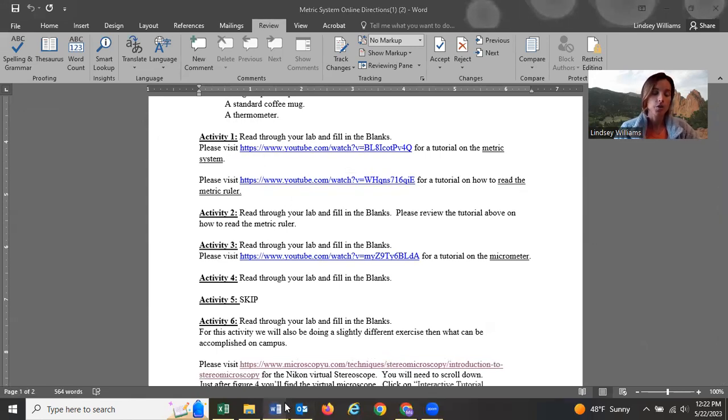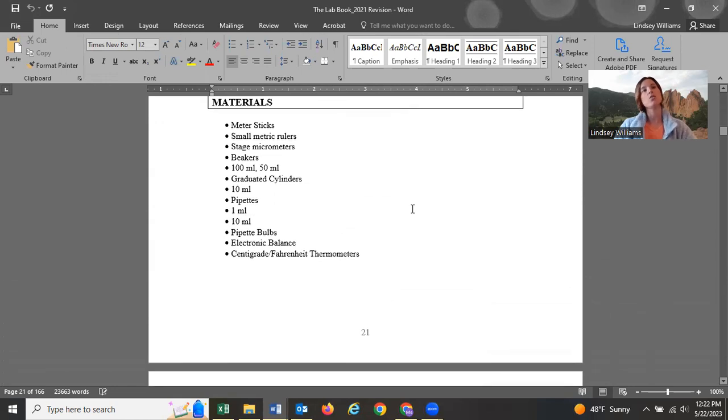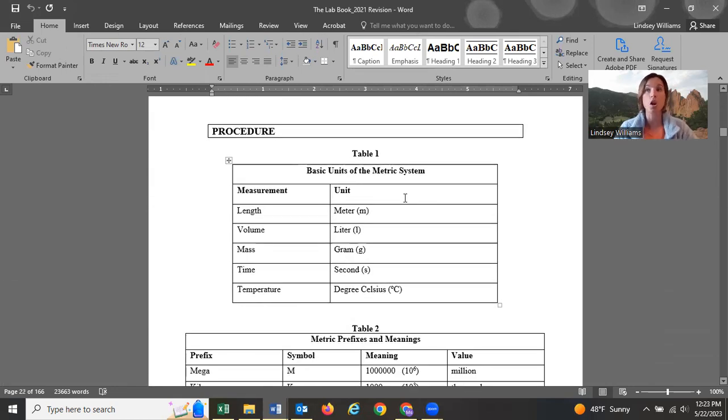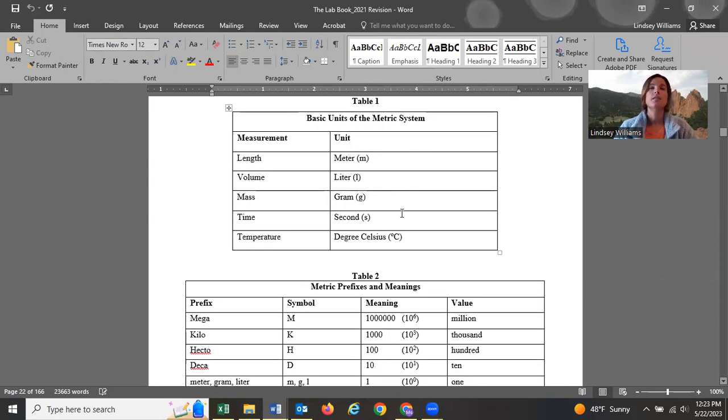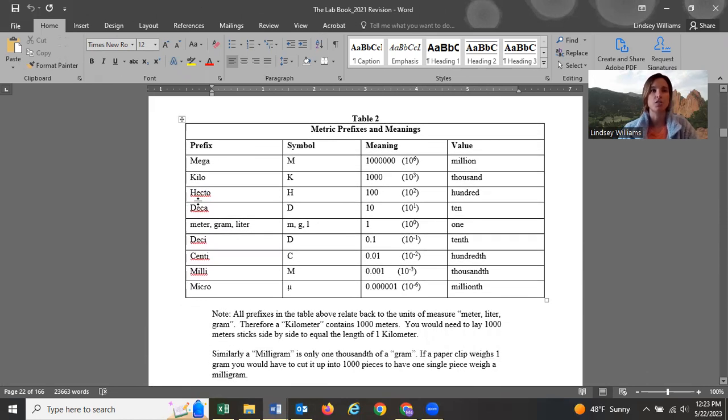If we go over to our lab manual, it's right here. You are, again, just using this for background information, and you also might want to refer to the charts that are in here. So here's the basic units of measure within the metric system. Here are the metric system prefixes, their shortened symbols, and their meanings.